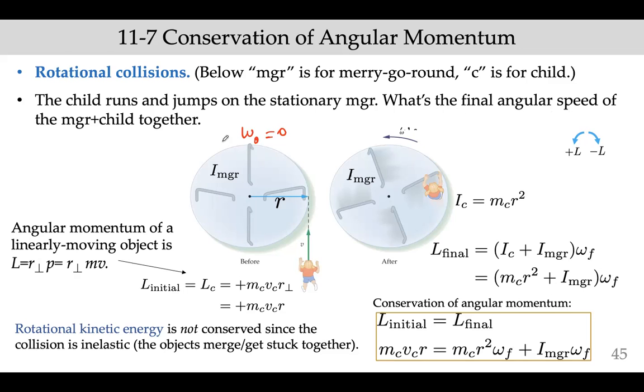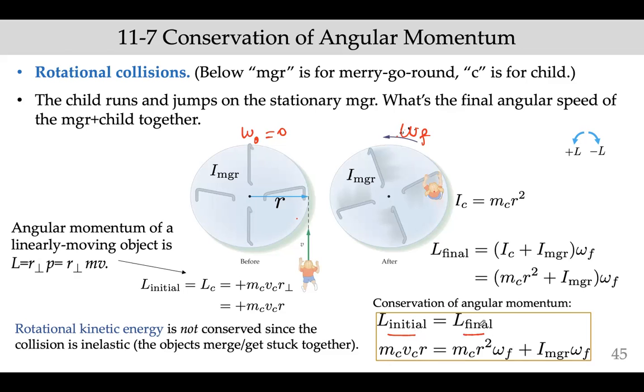So what is the final angular speed of the system where the child is now here and this merry-go-round is now rotating with some angular speed? Okay, so what is the final angular speed of the whole, the merry-go-round plus the child? So what we're going to do is, again, use the conservation of angular momentum. So we will write initial angular momentum equals final angular momentum.